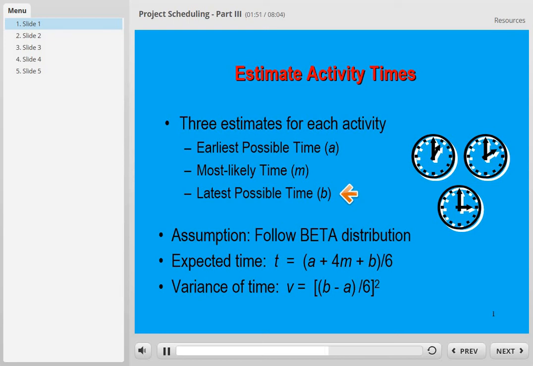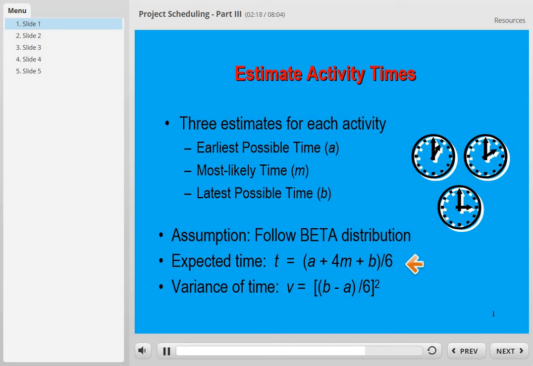We make an assumption that the activity time follows a beta distribution. This one works in a lot of places. If we do not have any prior knowledge of those activities, then we start from here. Later on, of course, we can adjust it.